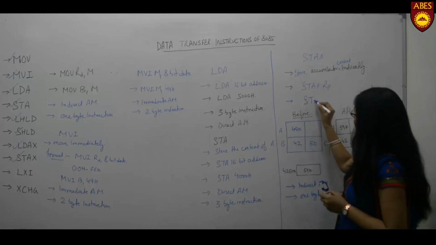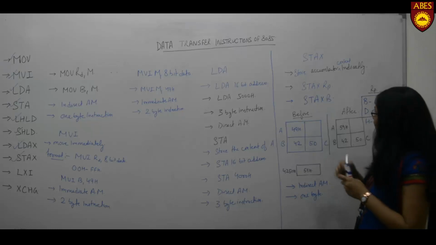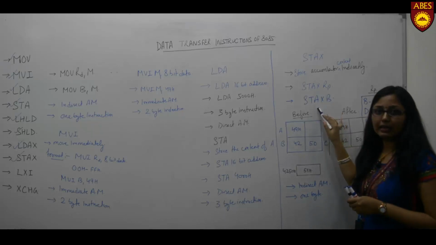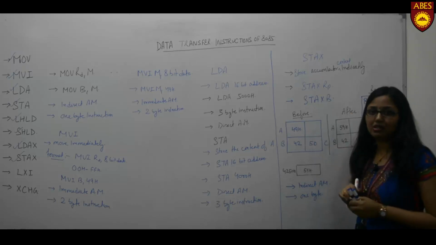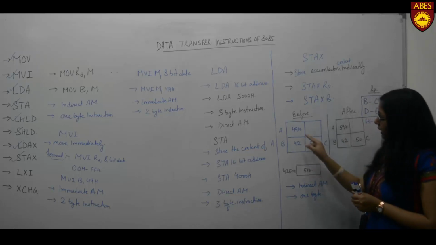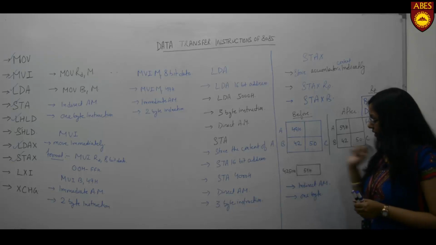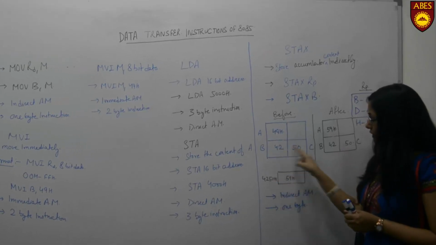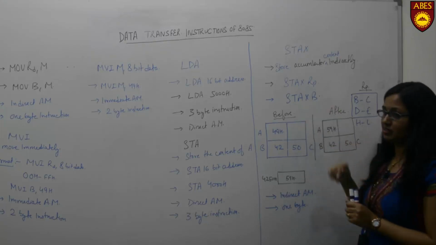Here, for example, if we write STAX B, this instruction stores the content of accumulator to the memory location which is specified by BC register pair. Now for example, if we consider the same example, the content of accumulator is 49H, B and C register is 4250 and the content of this location is 59H. Now what happens after the execution of this instruction?